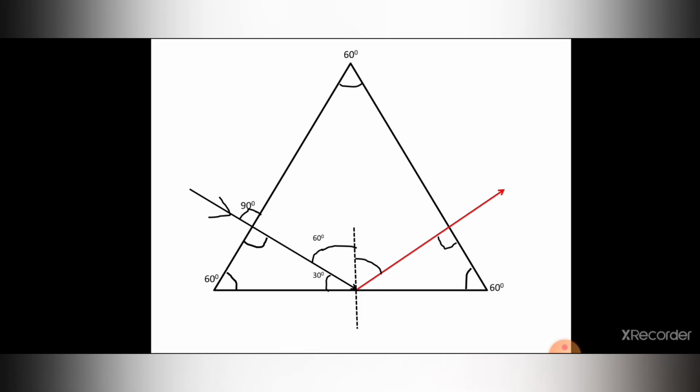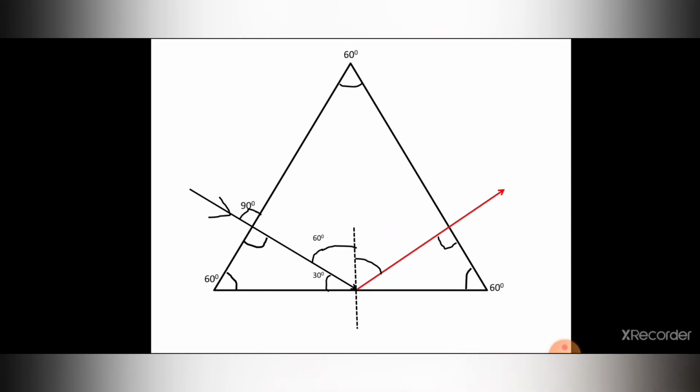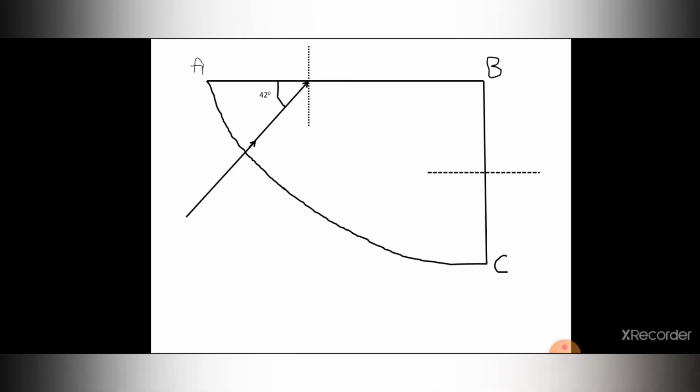Let me show you. This angle is also 60 degree because the angle of incidence is equal to the angle of reflection. Let's see what else is given.